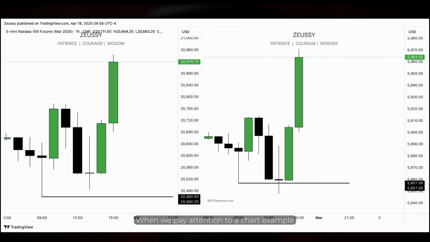When we pay attention to a chart example then, what you can see is that on the left, the Nasdaq formed this low and we saw the market expand higher. Eventually a retracement occurs and we see the market form a higher low relative to this low. If we however pay attention to ES on the right, ES also formed that low, expanded higher, and then eventually took out this low, whilst Nasdaq didn't. And that is an SMT, relative to again a previous cycle low.